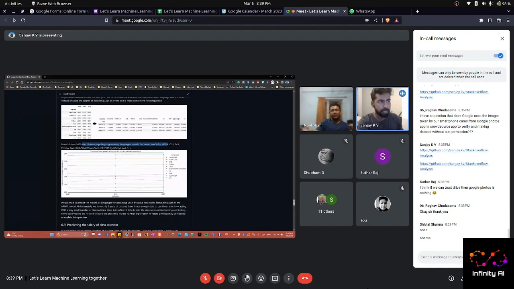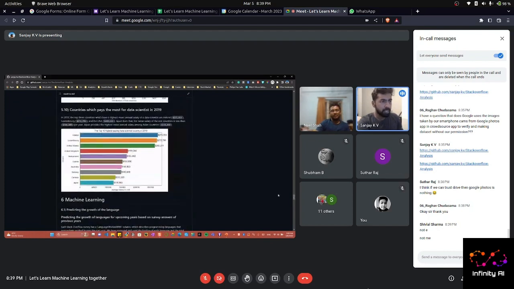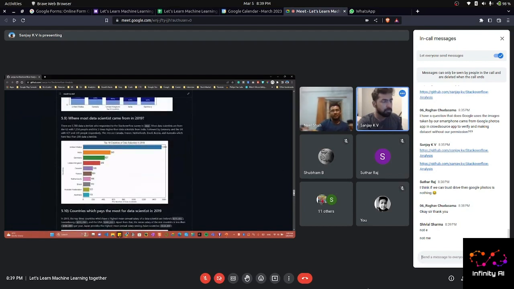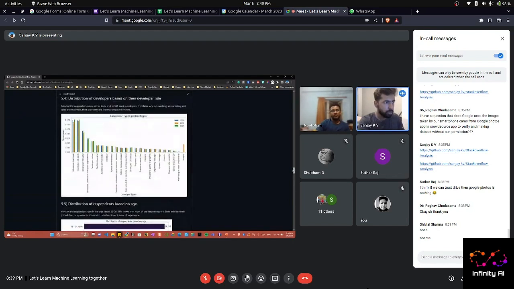This is applying some machine learning models on this. And if you're looking for the highest paid country, I would say Ireland. And if you're looking for data scientist, the highest paid country is United States. So I have made this kind of categorization. Just feel free to go for it.